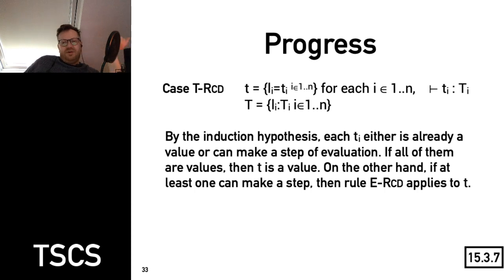So by the induction hypothesis, Ti is already either a value, or you can make a step of evaluation. If all of them are values, then T is a value. The whole term is a value. And on the other hand, if at least one can make a step, then the rule E-Record applies to it. So progress is given somehow. Other case, it's the value.